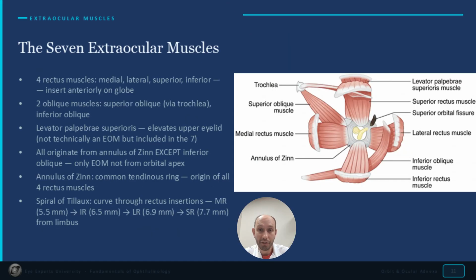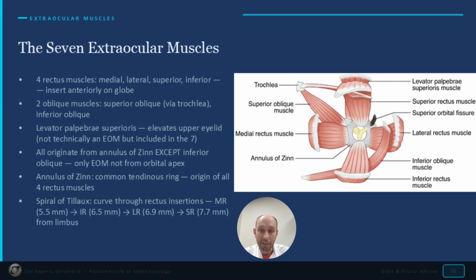The reason why they're called extraocular is because there are also intraocular muscles, like the dilator and the sphincter pupillae. So there are seven. Four of them are rectus muscles: the medial, lateral, superior, and inferior. They insert anteriorly to the globe and they move the eye in very simple positions, kind of like a joystick.